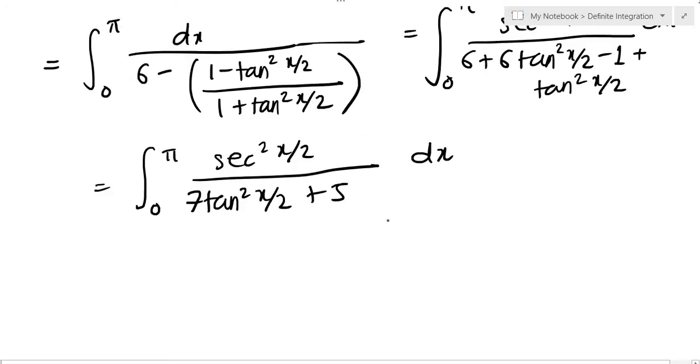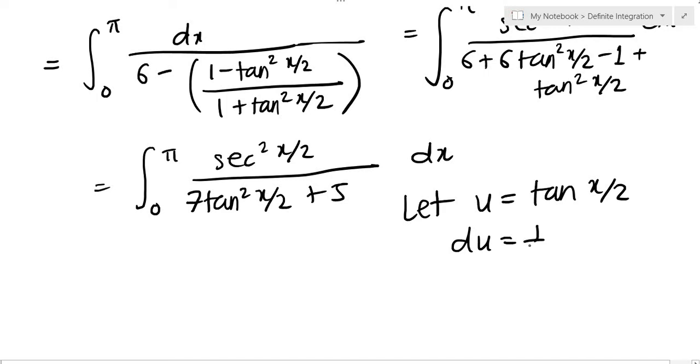Now this calls for the Weierstrass substitution, because the derivative of tan x by 2 is in the numerator, so we can just let u equal tan of x by 2, then du is naturally half sec squared x by 2 dx. The half is because of using the chain rule here, and the numerator is basically 2 du.